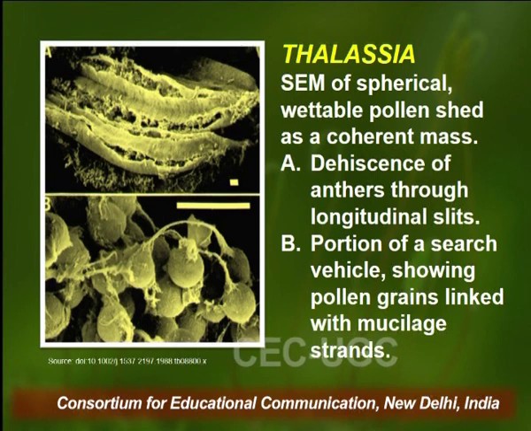I was just talking to you about Thalassia. So here you can see that in picture A, it is the dehisced anther, where you can see longitudinal slits, and in the B portion of the picture, pollen grains can be seen engulfed in a mucilage.